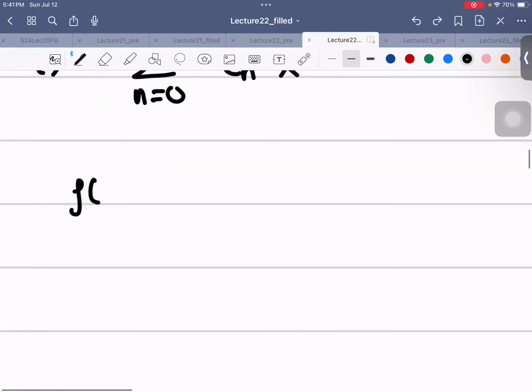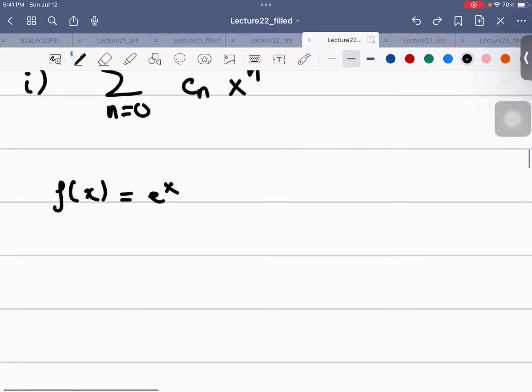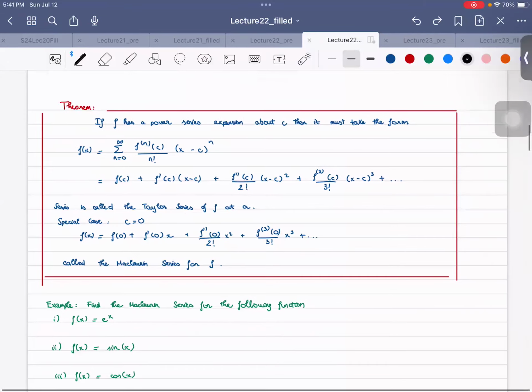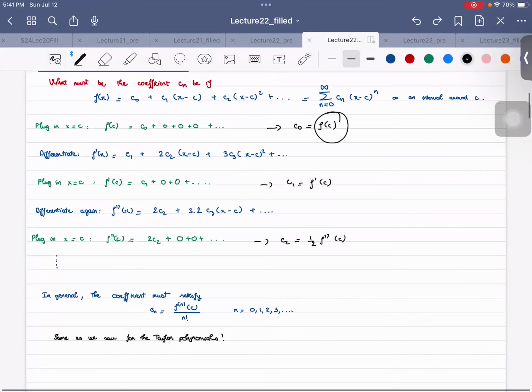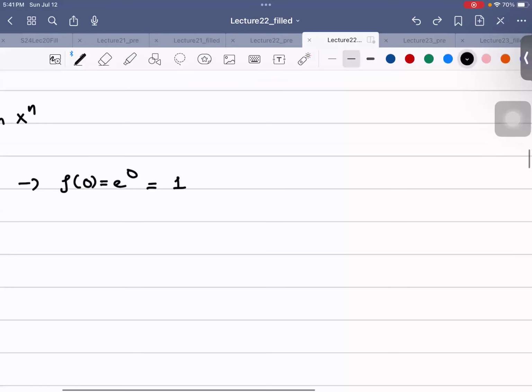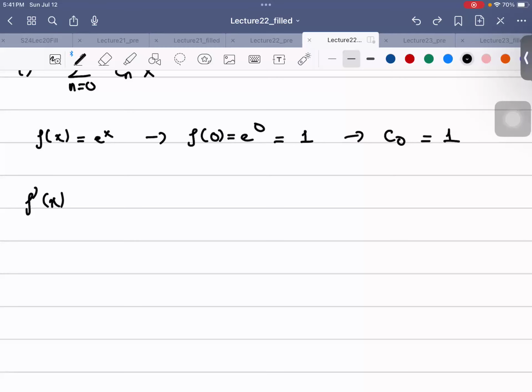So let's start with f of x. So f of x is e to the x. So from here, f of 0 is e to the 0, which is 1. And if you still remember, f of 0 will be c0, the first coefficient. So from here, c0 will be 1. Next thing, f prime of x. f prime of x is also e to the x. So that means f prime of 0 is e to the 0 again. So you have c1 equal to 1.